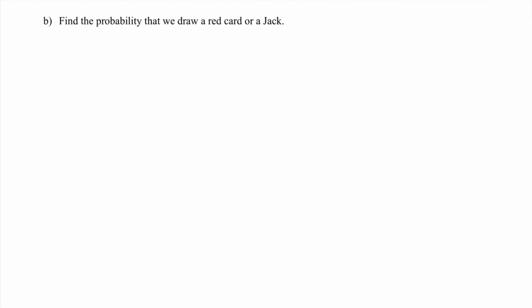Continuing on to part B now, we're asked to find the probability that we draw a red card or a jack. So just like we did before, I'm going to say we're trying to find the probability that I want a red card or a jack. So by that same logic, we recognize we're looking for a red card or a jack, and our first question should be, are these events disjoint?